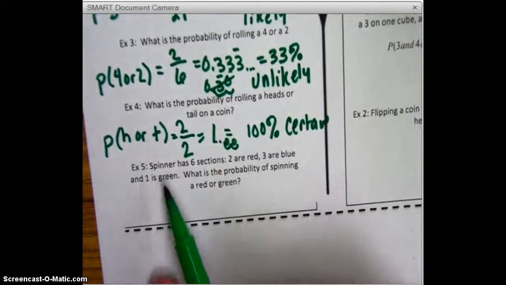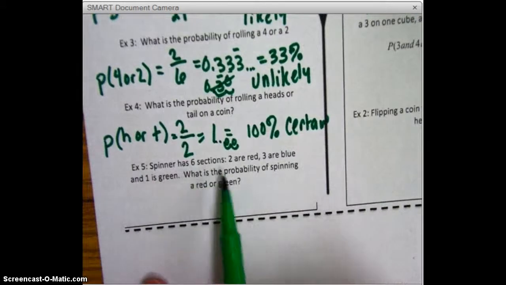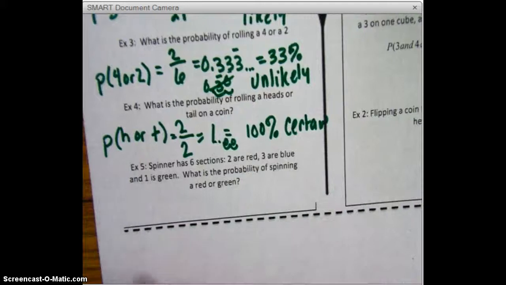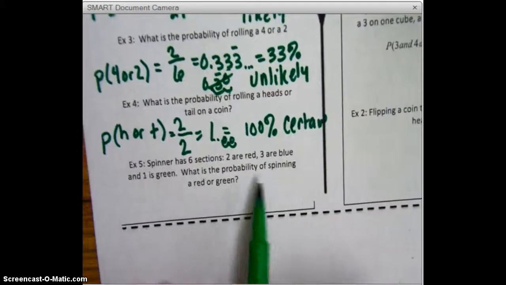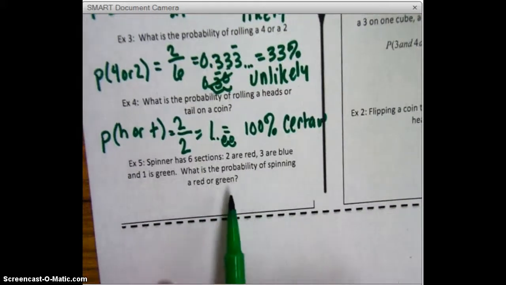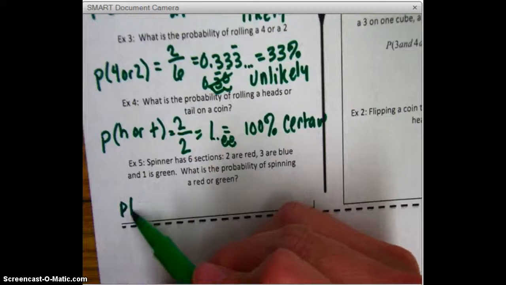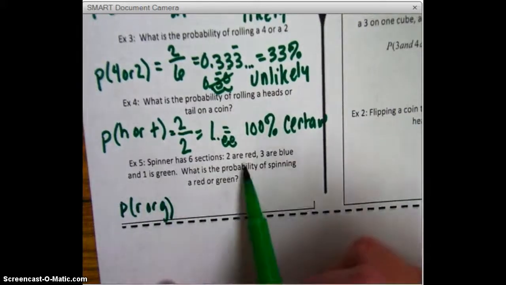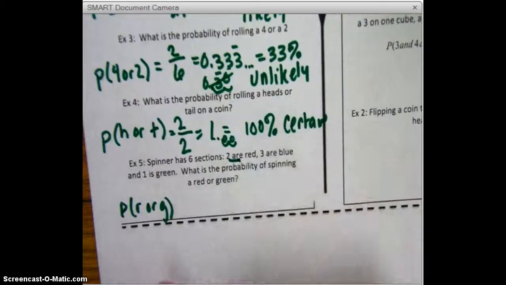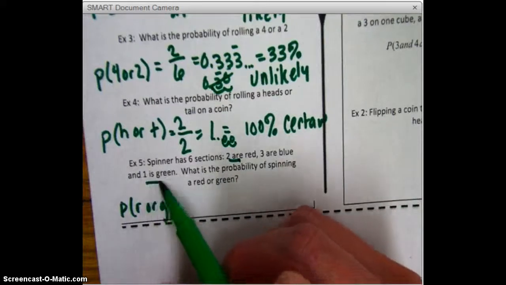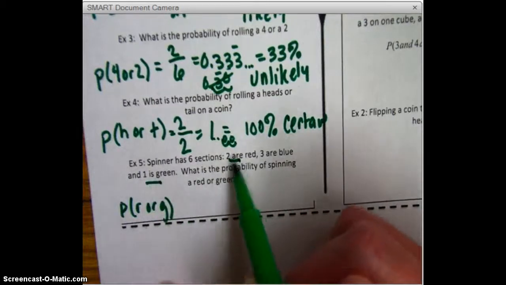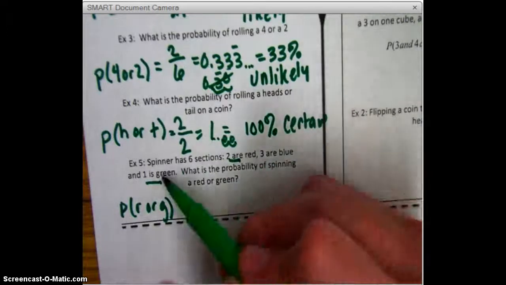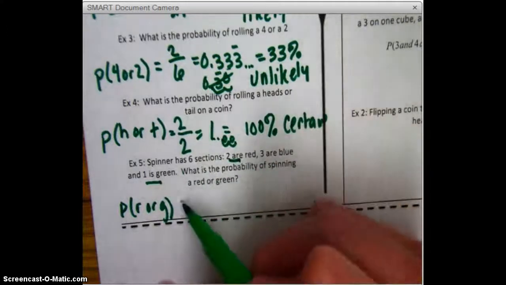Example number 5. A spinner has 6 sections. 2 of them are red, 3 of them are blue, and 1 of them is green. What is the probability of spinning a red or a green? So we have to look here. 2 of them are red, 1 of them is green. If it lands on a red or on a green, we're going to be happy. So there's 2 reds and 1 green, a total of 3 that we would be happy with.